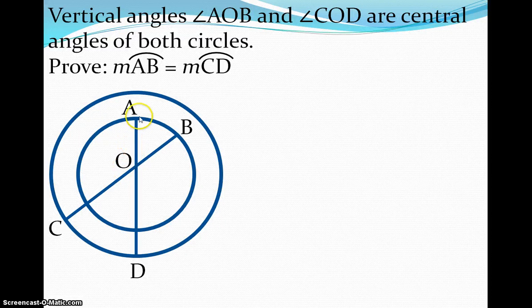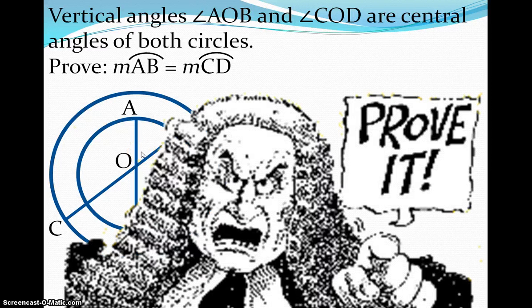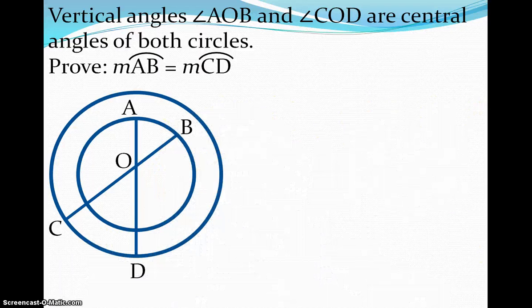I know that these are vertical angles, and so what do I know about vertical angles if I'm going to try to prove that measure of AB is equal to measure of CD? So just keep those things in mind as we're going through. But again, I want you to prove that measure of AB is equal to measure of CD. So we're going to do that now together, just with some practice.